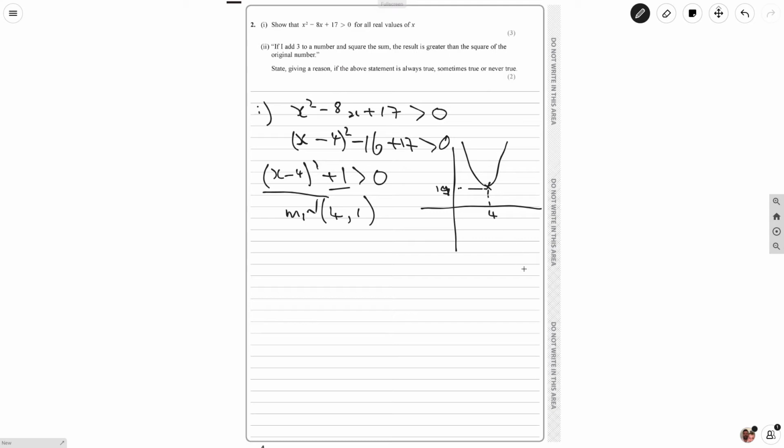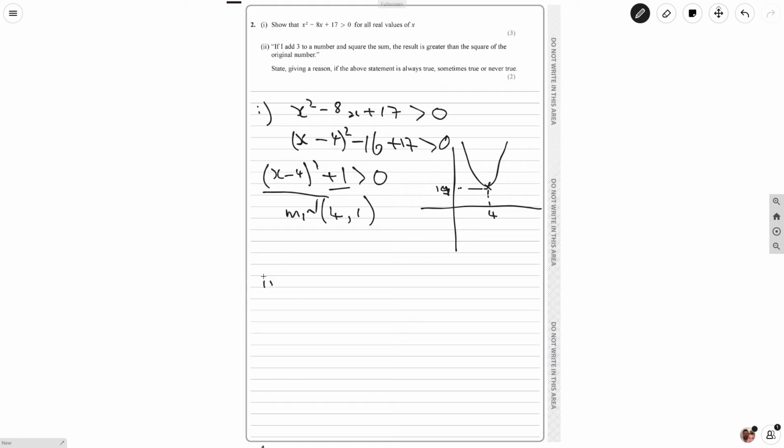and therefore it looks like our diagram. I would encourage you to draw a little diagram like this in a question like this, because it shows that you understand what it is. Maybe I would follow this up with a few words to say the minimum is at (4, 1), therefore that quadratic is positive everywhere. Just use a few words.